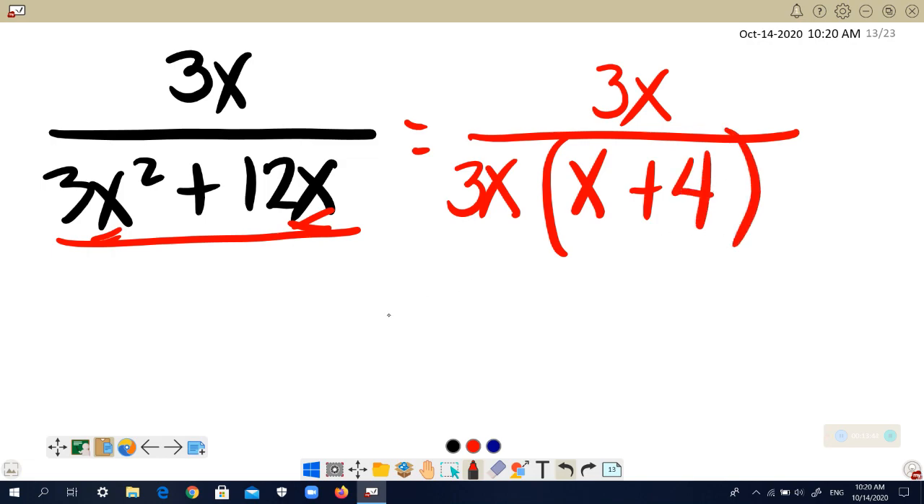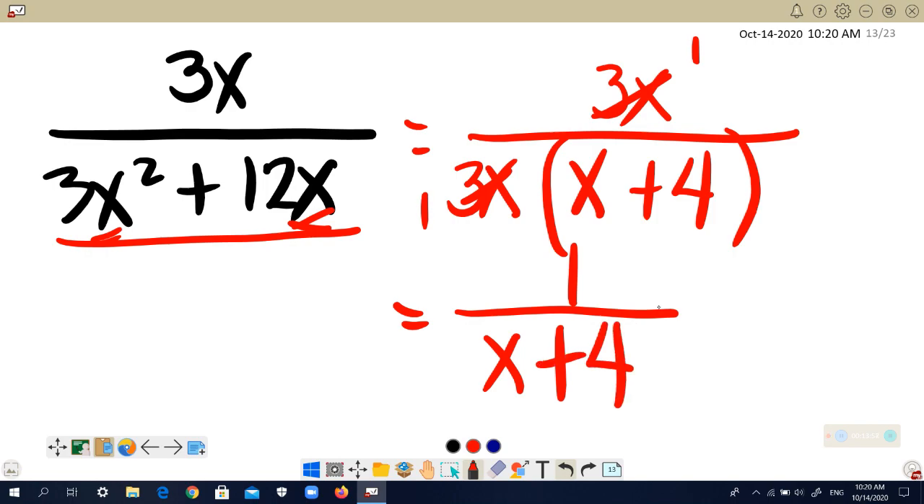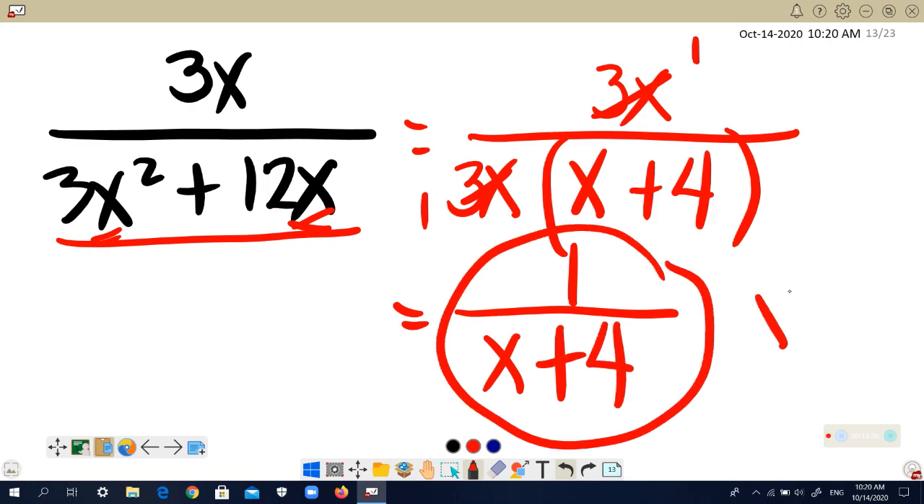So that's why you have here, again, to cancel out or divide out the common factors. So 3x divided by 3x is 1. So you will be left with your numerator 1 and then you have your x plus 4. In case you answered x plus 4, that is different from 1 over x plus 4. Again, the final answer is 1 over x plus 4.